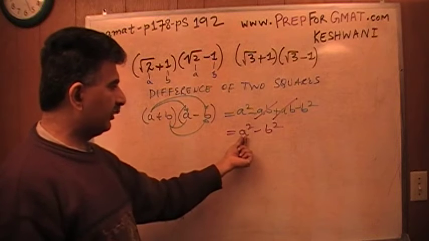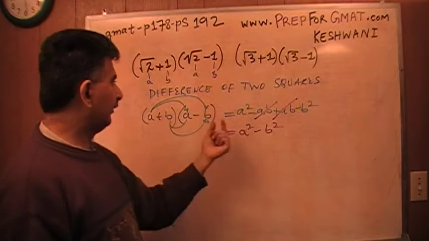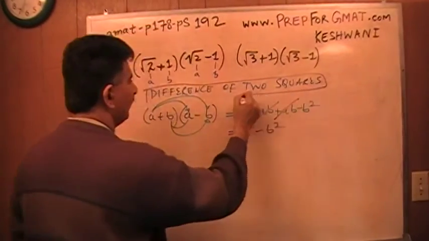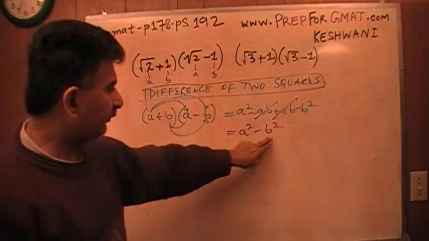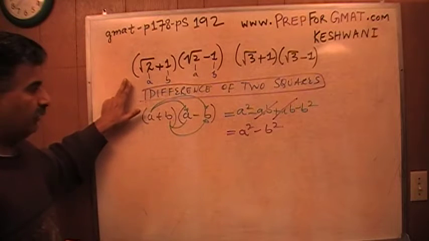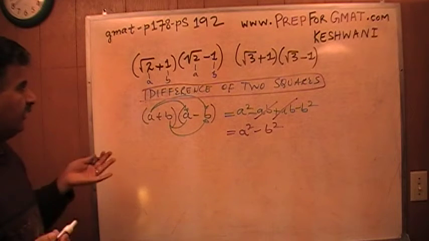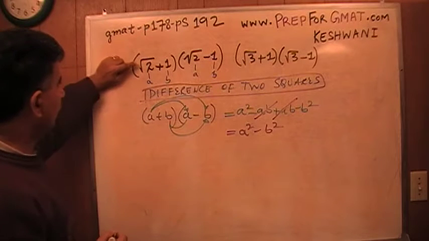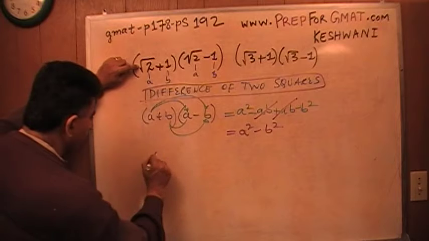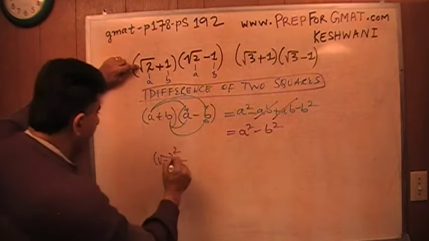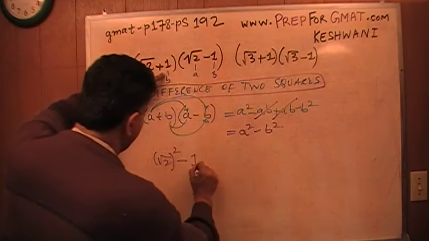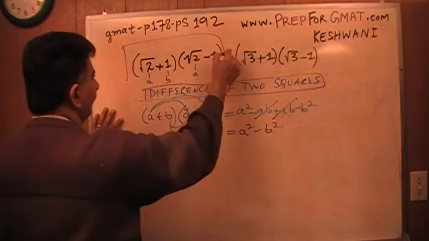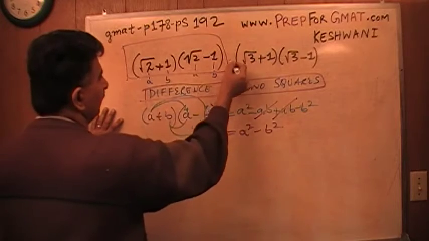This quantity is squared, A squared and B squared, and the formula is called the difference of two squares, because that's what it is. We're going to have to apply that formula here, and if you know that, it's very simple. So for the first part, our A is root 2, so it's root 2 squared minus B squared, which is 1 squared. That takes care of up to here.